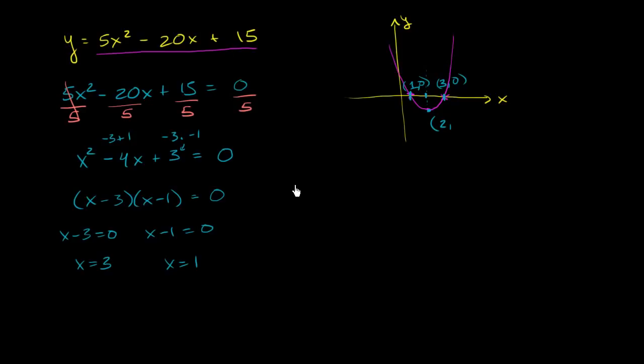When x equals 2, y is going to be equal to 5 times 2 squared minus 20 times 2 plus 15, which is equal to, let's see, 2 squared is 4. This is 20 minus 40 plus 15. So this is going to be negative 20 plus 15, which is equal to negative 5. So this is the point 2, negative 5. And so now we can go back to the exercise and actually plot these 3 points. 1, 0, 2, negative 5, 3, 0.